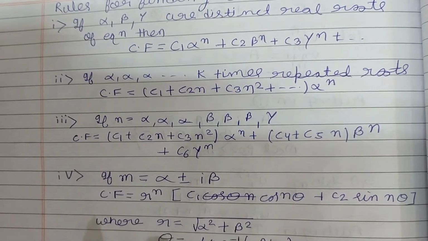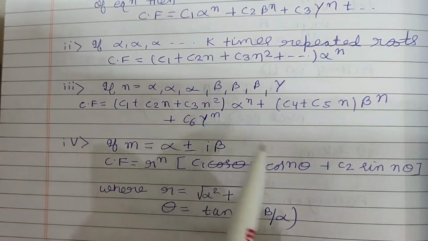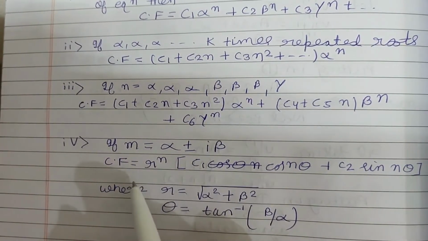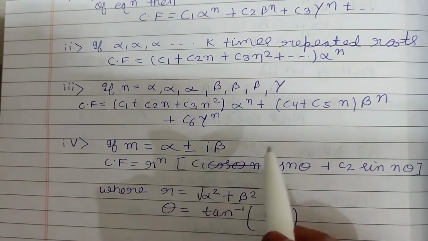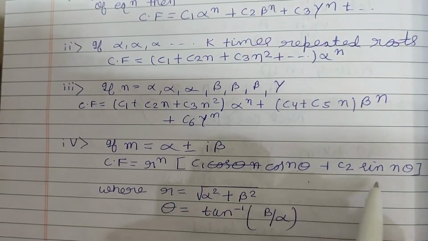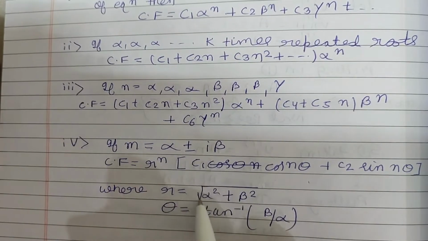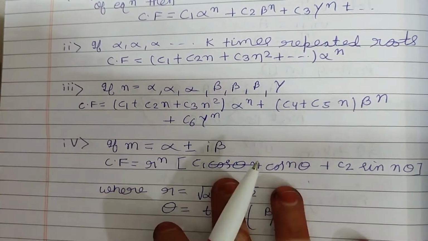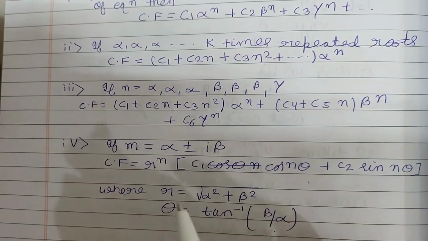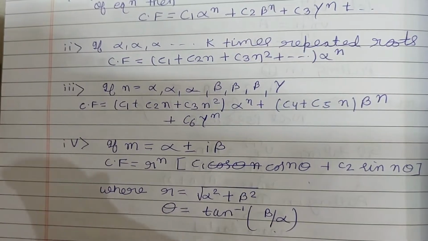The fourth rule is that if you get the roots like alpha plus minus i beta, then in that case there is a formula for finding the CF, that is r to the power n, C1 cos n theta plus C2 sin n theta, where r can be found by the formula square root of alpha square plus beta square, and theta can be found out by tan inverse of beta by alpha. So I have told you these four rules. These will get clear through examples. I'll show you examples.